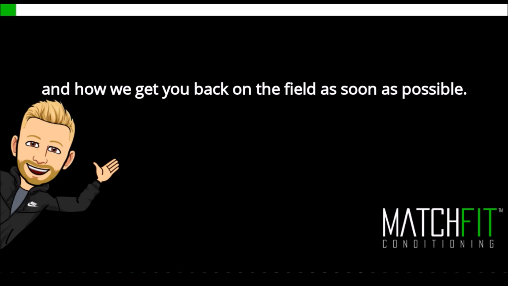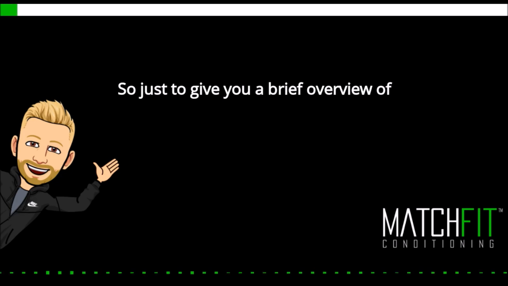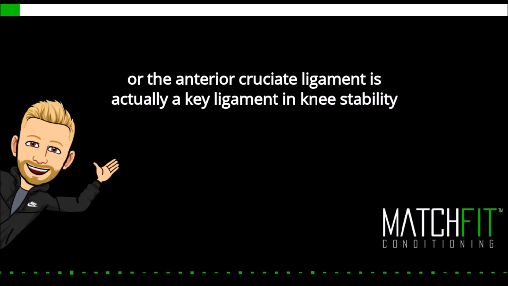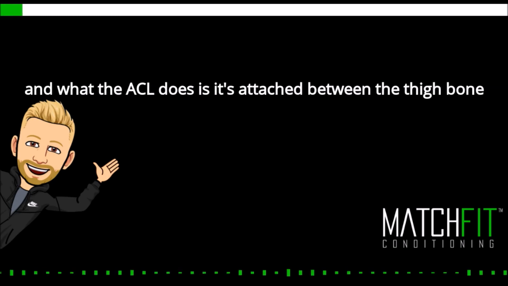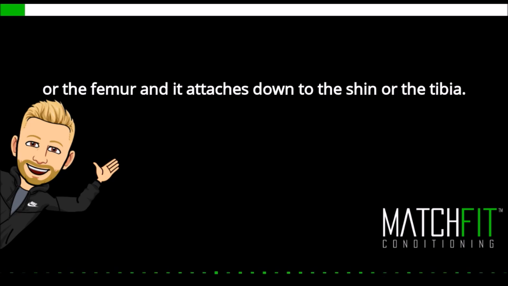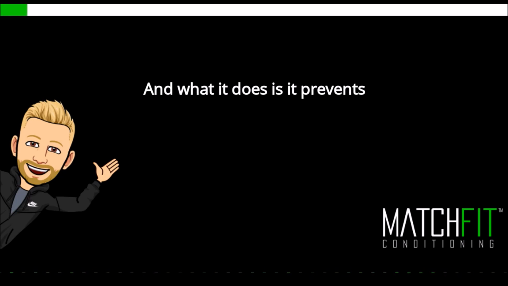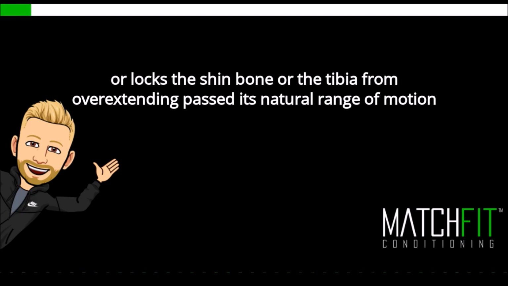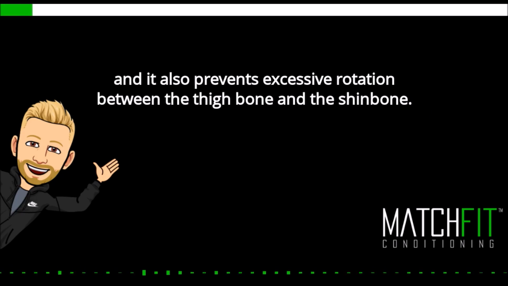soon as possible. So just to give you a brief overview of what the ACL actually is, the ACL, or the anterior cruciate ligament, is actually a key ligament in knee stability. And what the ACL does is it's attached between the thigh bone or the femur, and it attaches down into the shin or the tibia. And what it does is it prevents or locks the shin bone or the tibia from overextending past its natural range of motion. And it also prevents excessive rotation between that thigh bone and that shin bone.